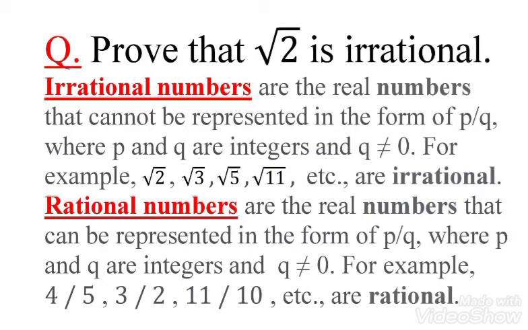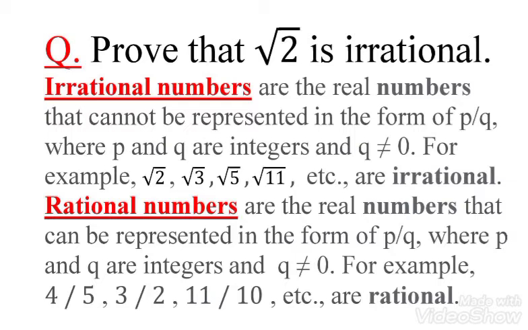Now the question is, prove that under root 2 is irrational. First of all, we should know what are irrational numbers and what are rational numbers. Irrational numbers are the real numbers that cannot be represented in the form of p upon q, where p and q are integers and q is not equal to 0. For example, under root 2, under root 3, under root 5, under root 11, etc.